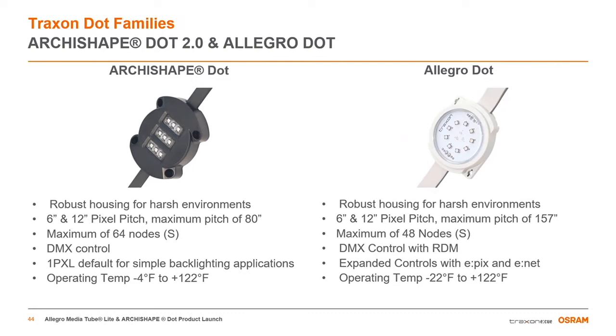So to summarize, the ARCHISHAPE Dot has a resilient plastic metal hybrid housing, while the Allegro Dot is manufactured in a robust aluminum. Both products are designed to withstand 3G vibrations and harsh impacts, and Allegro Dot is suitable for installation in coastal environments. Now, with that said, the ARCHISHAPE Dot has been installed all around the world in similar coastal environments. However, it is currently undergoing our rigorous testing to ensure that we can maintain this suitable for coastal environment standard. So just stay tuned and we will update documentation once this testing is complete.